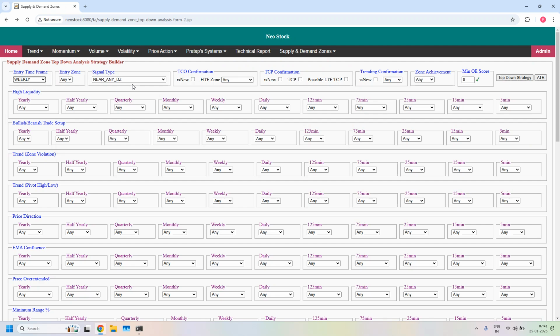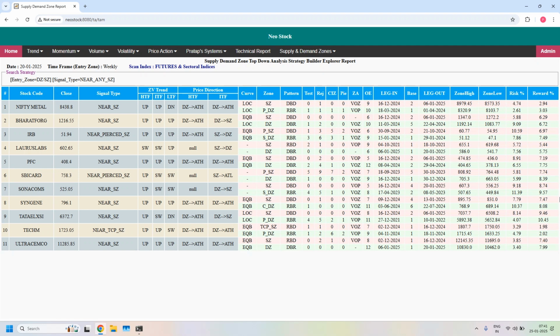Next, weekly time frame, stocks near weekly supply zone. We got 11 stocks.